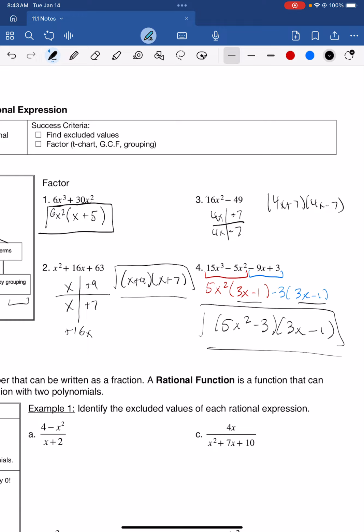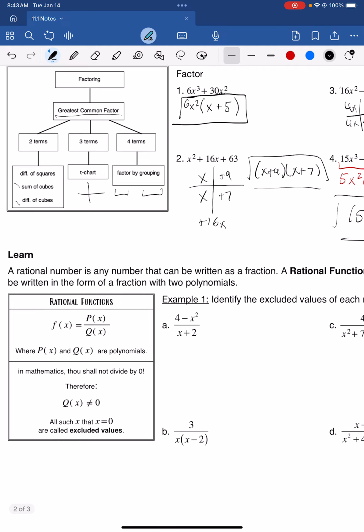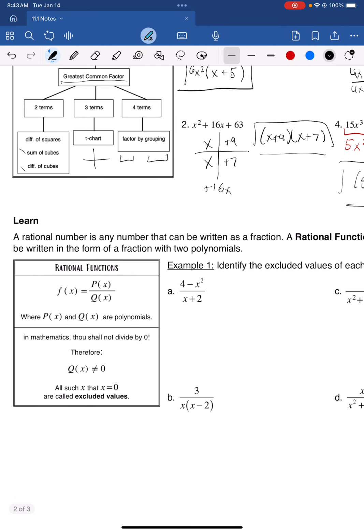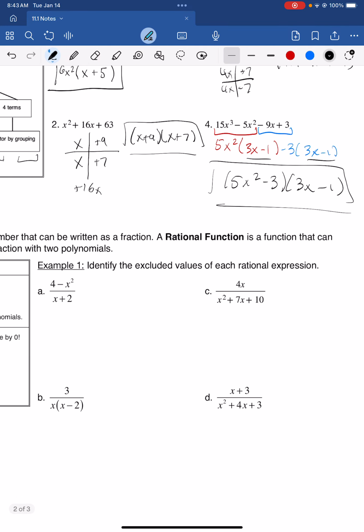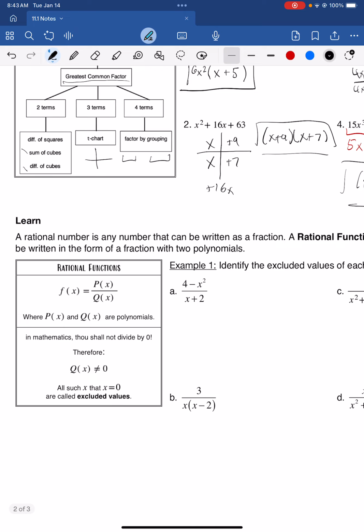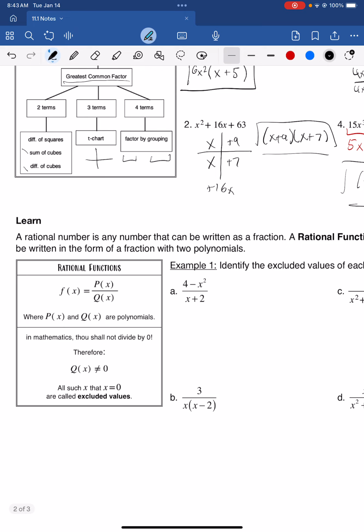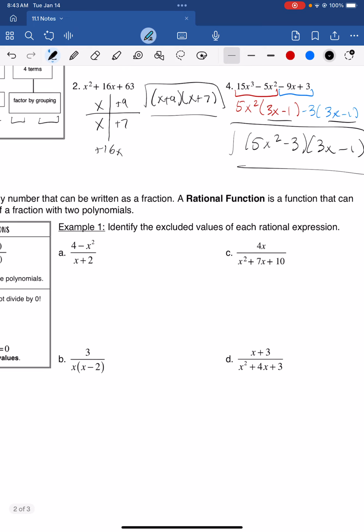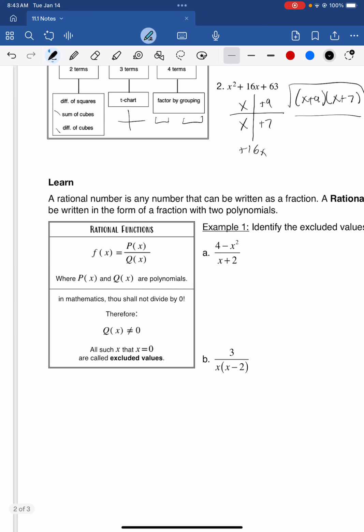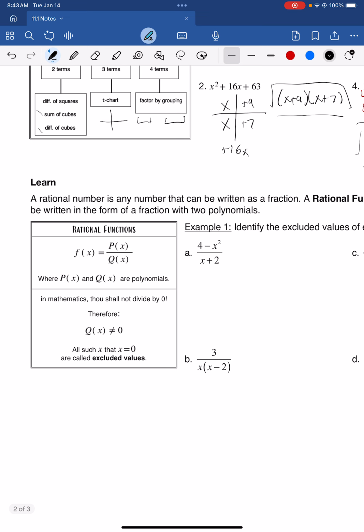All right. Now, that's just a little warm-up getting us ready for this. We are going to simplify rational functions, which is a function that can be written in the form of a fraction with 2 polynomials. So you see some examples down here. All right. What we're looking for here is what we call excluded values.